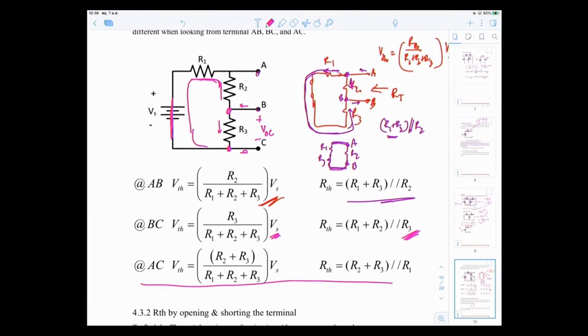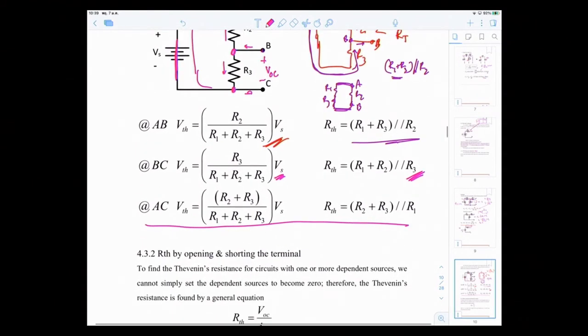Okay, you get this correct for AC, terminal AC. So this example is to show you that there are different answers if you look at different terminals of the circuit. Your VTH and your RTH are different. Well, this is when you have independent sources in the circuit, but to find RTH, there are other ways also.